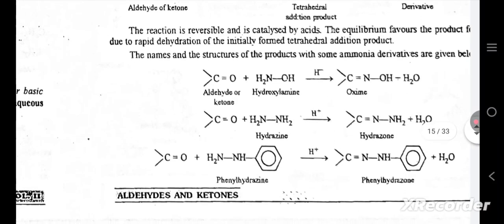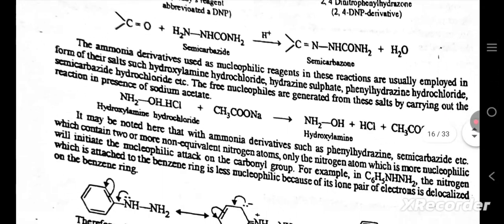The reaction is reversible and is catalyzed by acids. The equilibrium favors the product due to rapid dehydration of the initially formed tetrahedral addition product. The names and the structures of the products with some ammonia derivatives are given below. The ammonia derivatives used as nucleophilic reagents in these reactions are usually employed in form of their salts, such as hydroxylamine hydrochloride, hydrazine sulfate, phenylhydrazine hydrochloride, semicarbazide hydrochloride, etc. The free nucleophiles are generated from these salts by carrying out the reaction in presence of sodium acetate.